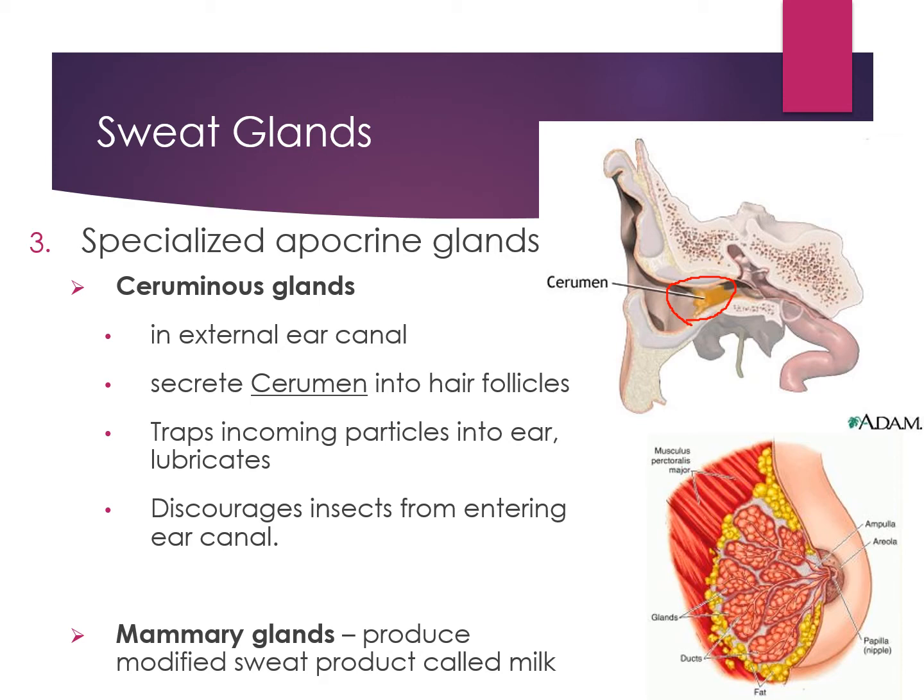Apocrine glands in the mammary glands of the breast produce a modified sweat product called milk.